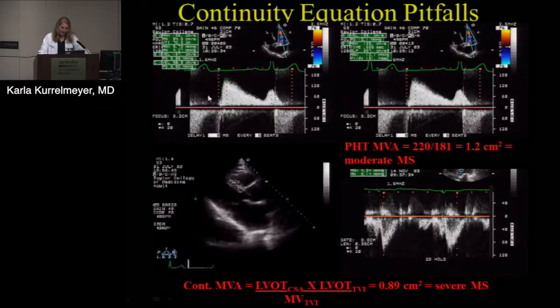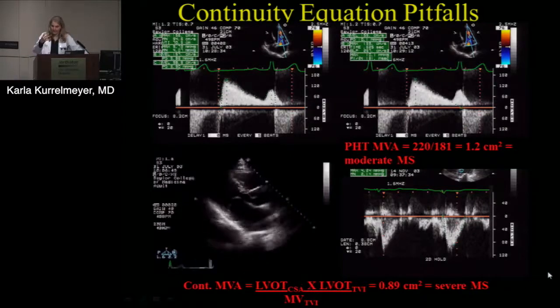That's exactly the case. See all of this? Yeah, significant MR. I didn't show you the color for a reason, but yeah, significant MR. So when you see that there's significant MR, yeah, you can't use the continuity. And in this case, it's clearly rheumatic, back to Dr. Q's point, so you can clearly use that pressure halftime.